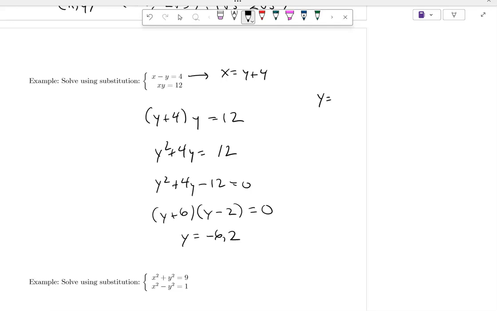So now we want the corresponding values of x for those two y values, right? Plug it in for y. X equals negative 6 plus 4. So the x is equal to negative 2 for the first one. And the second one, you'd have 2 plus 4, which gives you 6. Right?